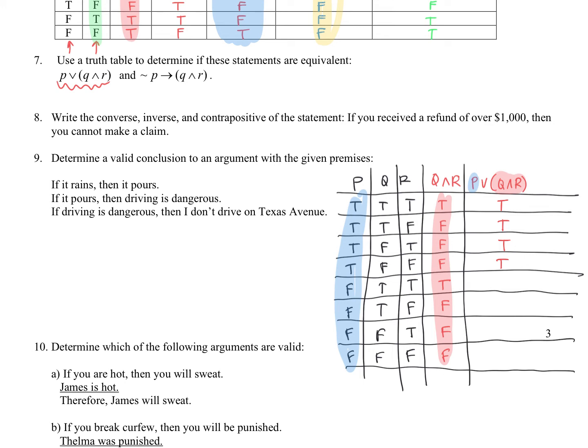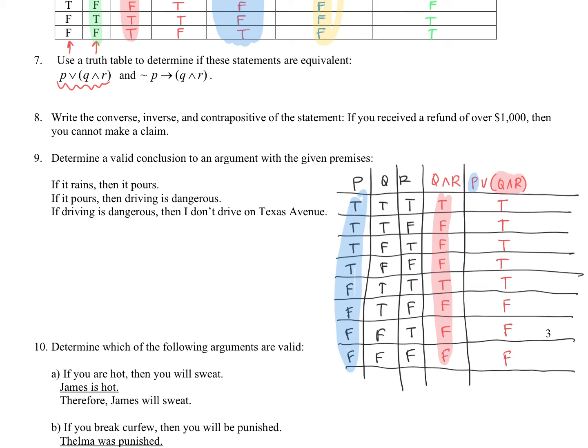So I'm going to look at the red. I have a false for blue, but a red true. So true. Next, they're both false. So that's false. Blue is false. Red is false. False. Blue is false. Red is false. False. Okay, so there are the truth values for the first part.